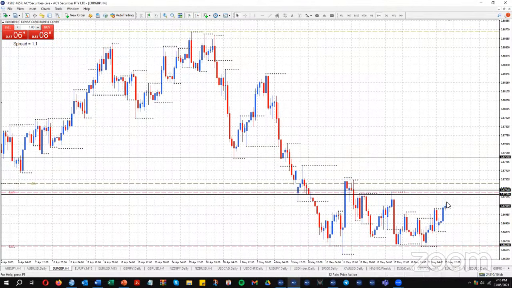So if price can get into this area, 87.18 to 22, that would be the area to watch for reversal back down. So looking for price to come up, trade back down to support. Now, there's a clear range there.